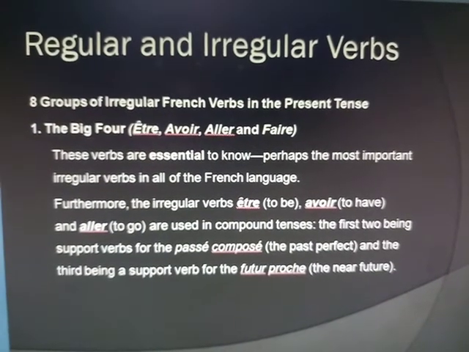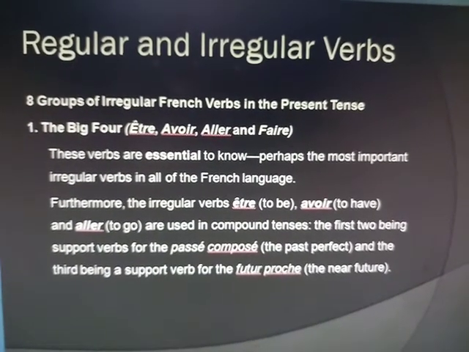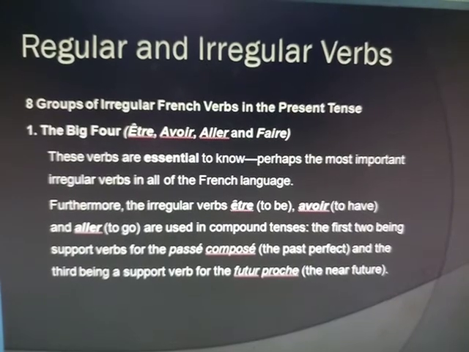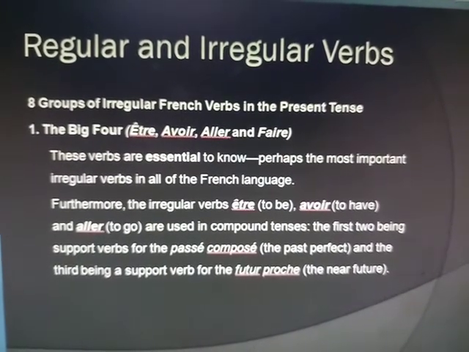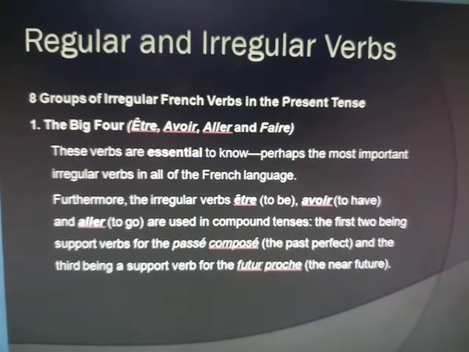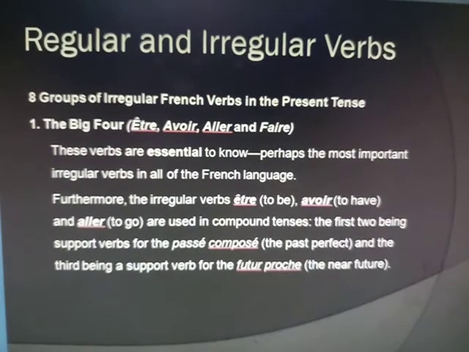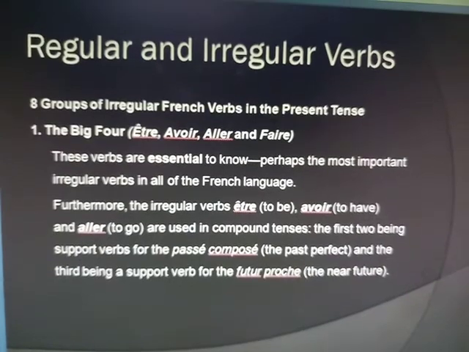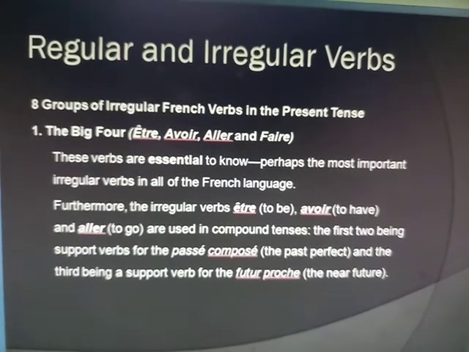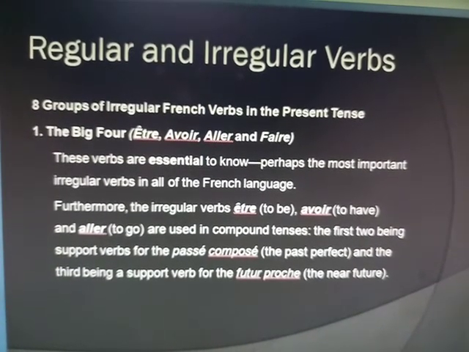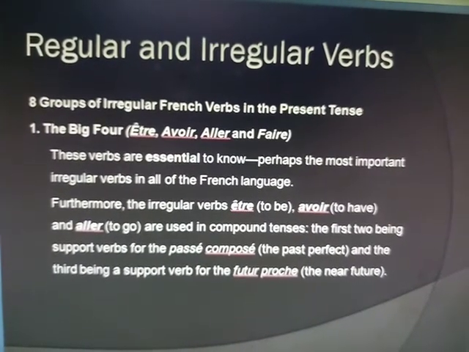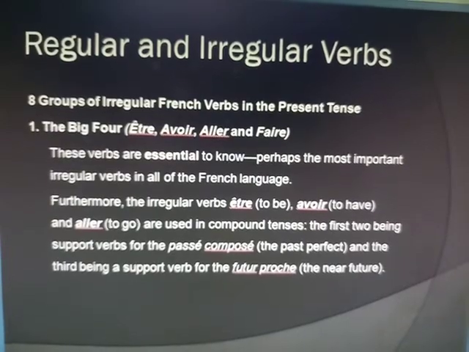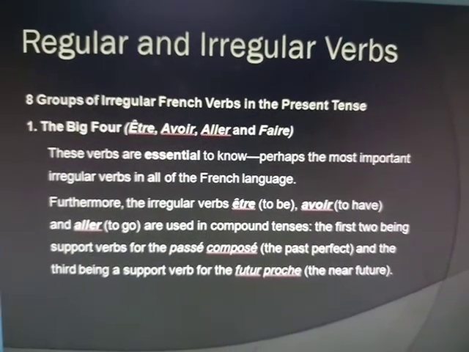Many of the most important verbs in French are irregular. So, the conjugation of these verbs needs to be memorized, as these conjugations are not always predictable and do not follow a set pattern. There are 8 groups of irregular French verbs in the present tense.